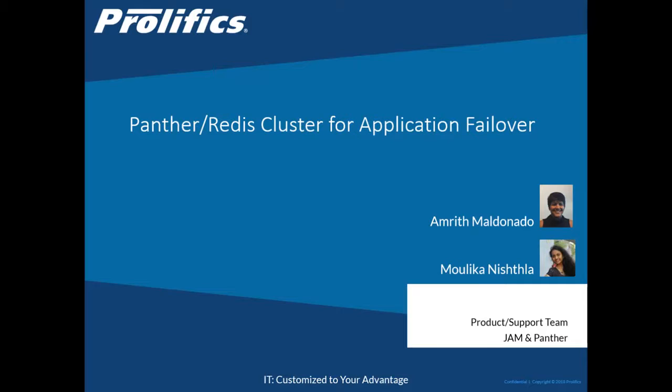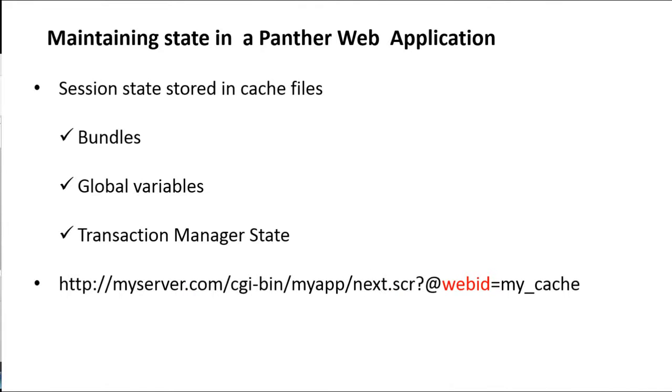Today we'll be discussing how to integrate Panther and a Redis cluster for your application failovers. By default, the state of your applications is stored in files on your server. These files are called cache files, and examples of what's stored in your cache files are your bundles, your JPL global variables, as well as your transaction manager state.